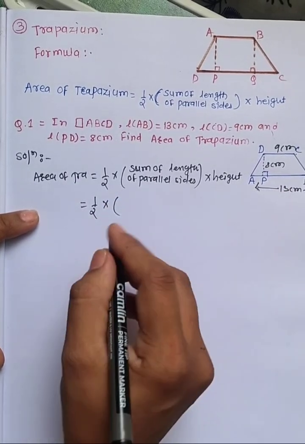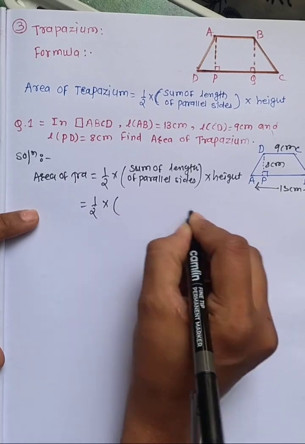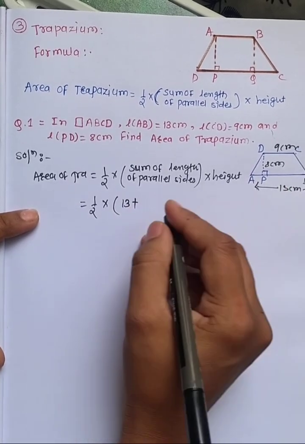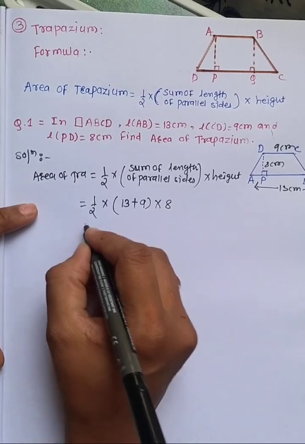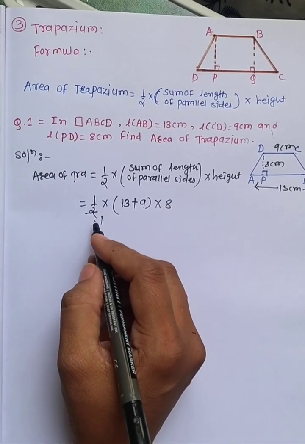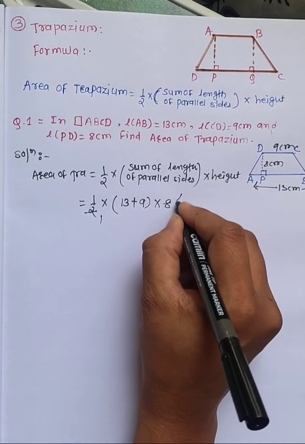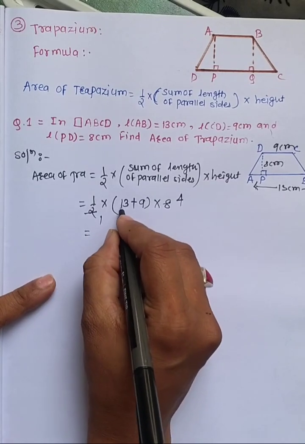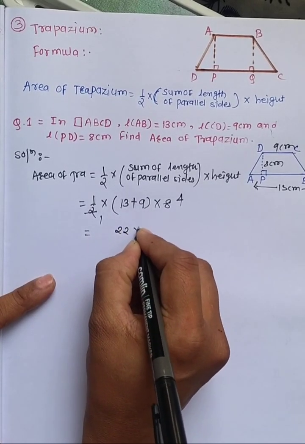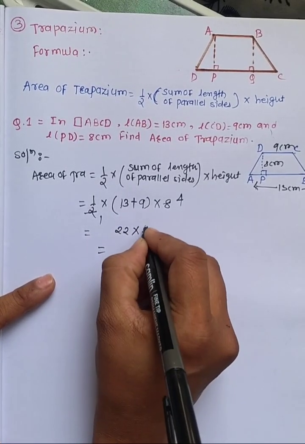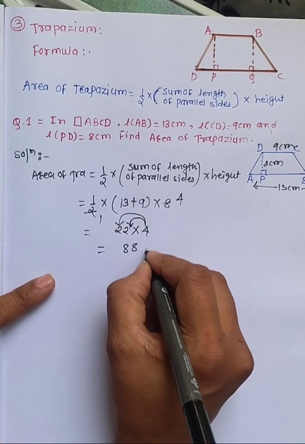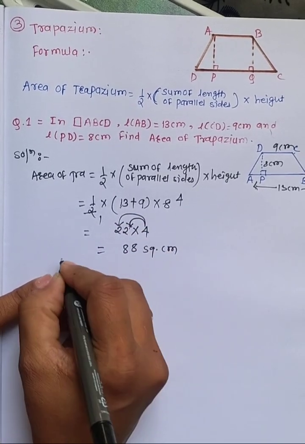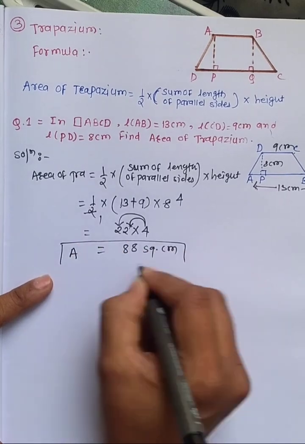Okay, now put the values into sum of length of parallel side. Which are the parallel sides? CD and AB, and measurement of AB is 13 plus measurement of CD is 9 into what is the height? 8 cm. Okay, now 2 is in denominator, 2 1s are 2, 2 4s are 8. Okay, 13 plus 9 is 22 into 4, and make their product. 4 into 2 is 8, 4 into 2 is 8, that is a 88 centimeter square. Okay, that is the area of trapezium.